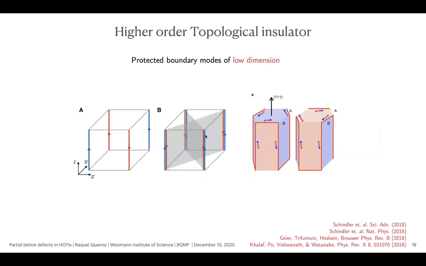And it's defined as some higher-dimensional material, like a three-dimensional material, where the boundary modes that it hosts are one-dimensional. So they're not surface states, but one dimension lower, or two dimensions lower if you want to make that exercise. That was first introduced by Titus Neupert and Frank Schindler in 2018. And these are two possible configurations where you have a hinge mode, a one-dimensional helical mode that is somehow distributed around the entire boundary of the system.